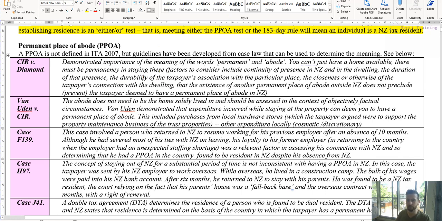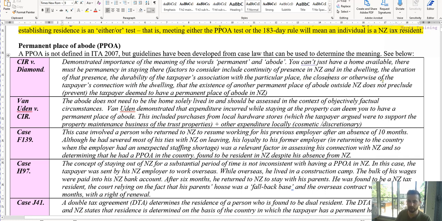And this case also told us some of the factors to consider in determining this kind of qualitative word, permanency. So some of the key things to look for is the duration of the presence, like how long are they actually in New Zealand, and the durability of their association with that place. If the weather changes, are they leaving? If there's a change in the job market, are they leaving? Or are they there through thick and thin? That's durability.